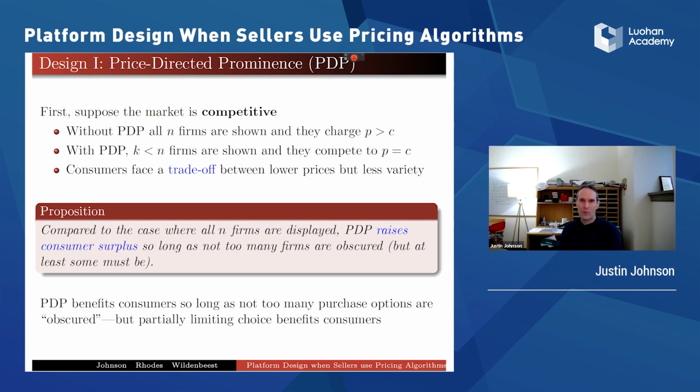And what you can show is that consumers benefit as long as you show enough of the firms. You can't show all N, right? If you show all N, then the firms are going to charge a markup. They're not going to charge marginal cost. But let's suppose you show like N minus 1. So suppose that K is equal to N minus 1. Then that's actually really great for consumers because they lose a little bit of variety, but they get all the products at marginal cost. And so there's some cutoff rule that basically says as long as you don't obscure too many of the options, then limiting choice in this fashion benefits consumers.